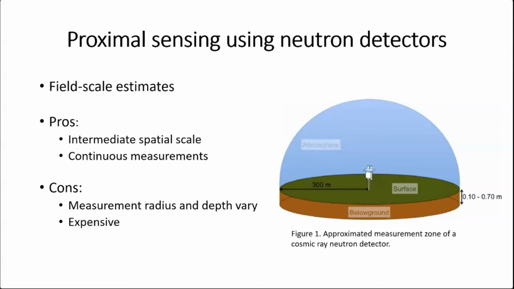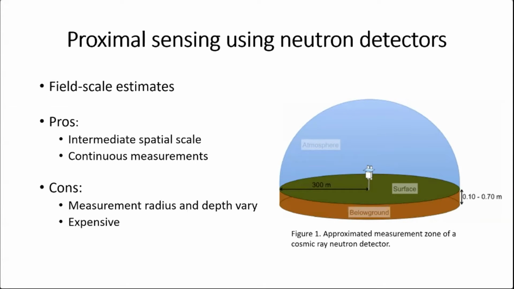Many of you are likely aware of neutron detectors and their use in estimating field scale soil moisture. On the right hand side here we have a diagram that shows the sensing radius and typical sensing depth for one of these detectors. These neutron detectors are able to effectively bridge the gap in spatial scale between point measurements or estimates of soil moisture and remote sensing measurements of soil moisture. They're also able to provide continuous measurements in time.